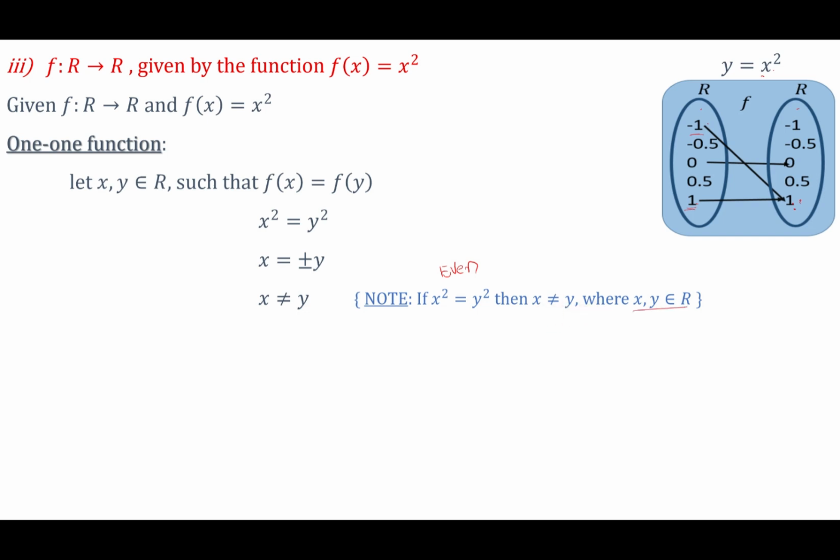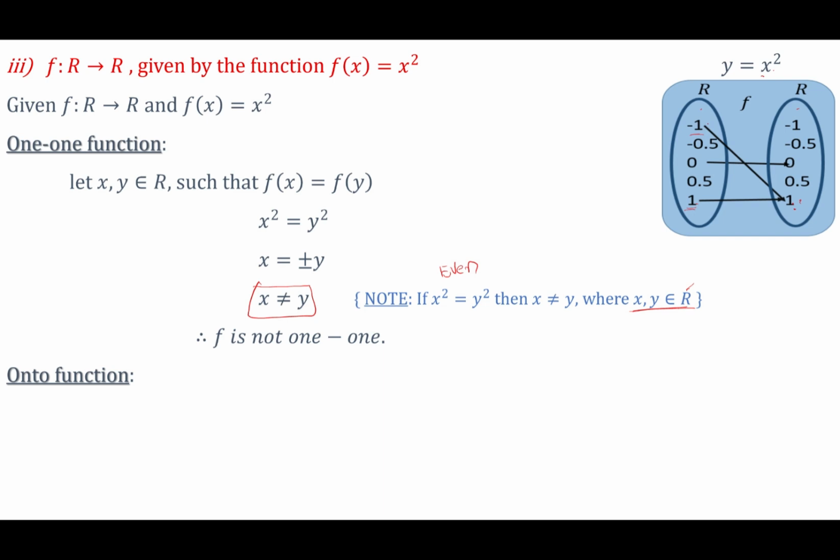For x, y belonging to any real numbers. If x, y belong to natural numbers, they are equal. For integers, they are not equal. For real numbers, they are not equal. If x is not equal to y, then the given function is not a 1-1 function. Now check for the onto function.